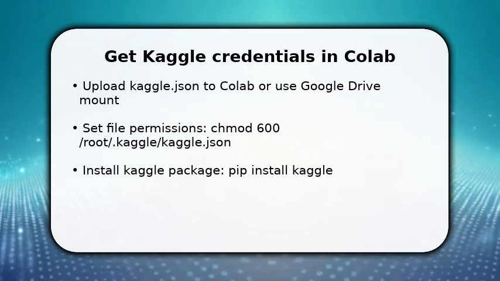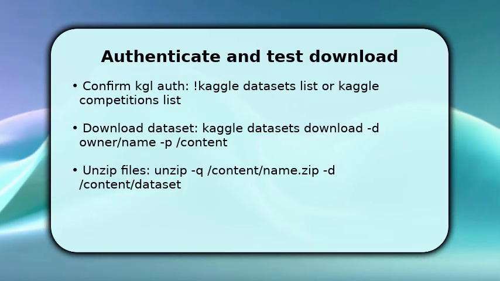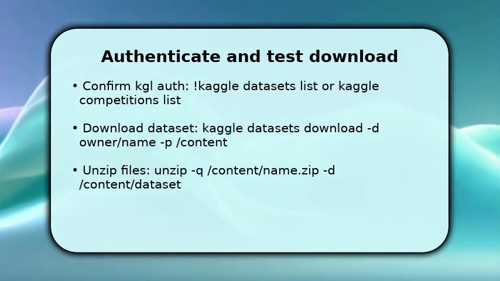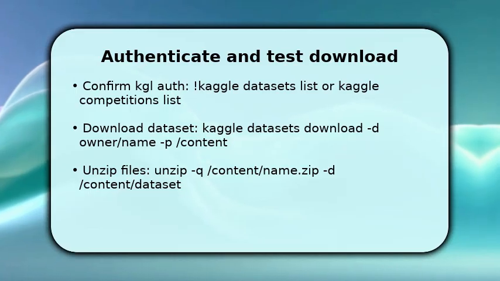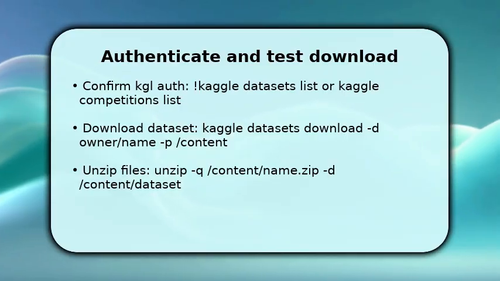Next, verify authentication by running a simple Kaggle command like kaggle datasets list. A successful response shows your access. Once authenticated, download a dataset with kaggle datasets download owner/name -p /content to place it in Colab storage.